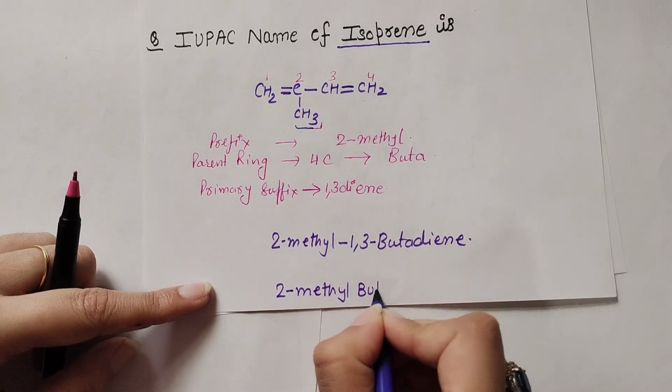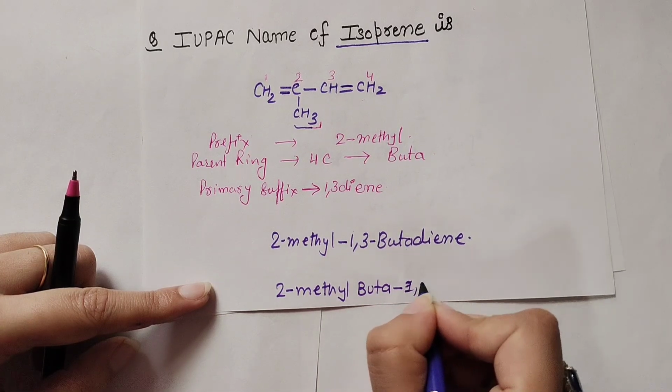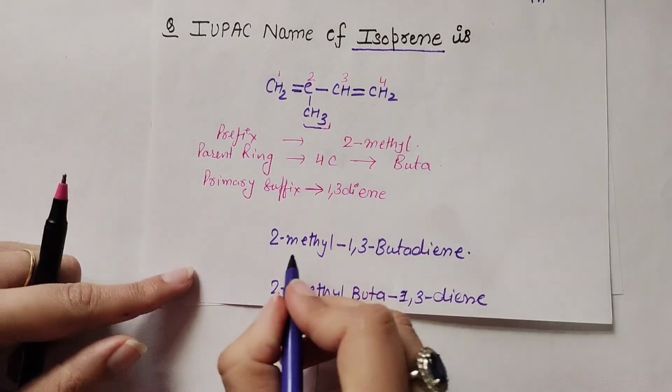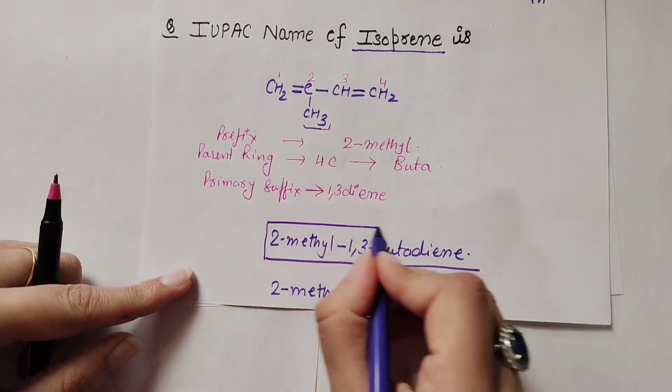or you can simply write 2-methylbuta-1,3-diene. Both the names are correct. So we have just ended with the IUPAC name of isoprene.